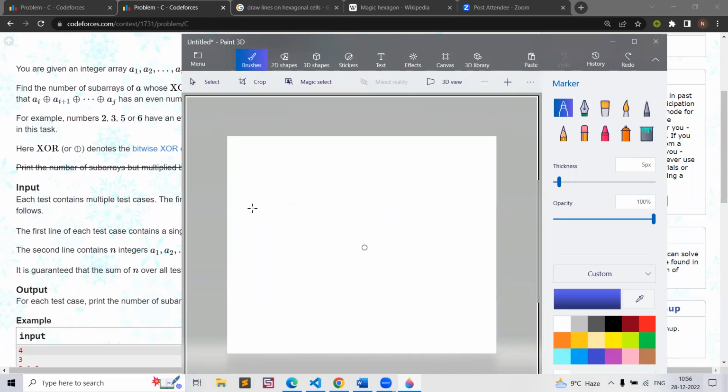What we will do is define a function f_i. So f_i will be a1 XOR a2 XOR, till ai. For a subarray from L plus 1 to R, the XOR of that subarray will be f_R XOR f_(L+1).